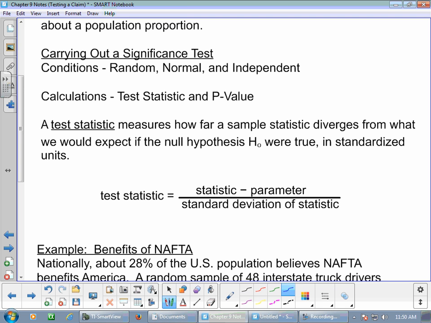Okay, so those are the same standard deviation formulas we were talking about before, and those are on your formula sheet, if I remember correctly. The test statistic is basically z or t. They're calculated the same way. And I think this might even be on your formula sheet, how to calculate a test statistic.